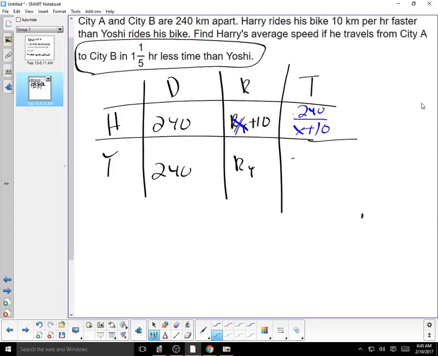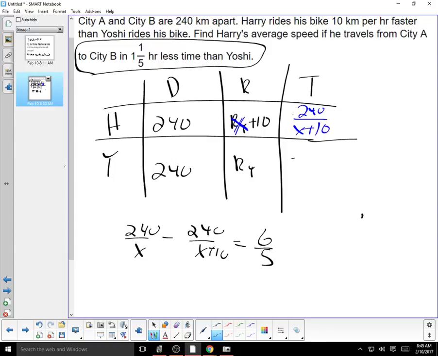So then they did 240 over x over the x plus 10. But wait, I did 240 over x minus 240 over x plus 10. Oh, they took a difference, yeah, because the difference is the time. So 240 over x minus 240 over x plus 10 equals 6 over 5. A difference of 9, not, in our case it's 6, 6/5.